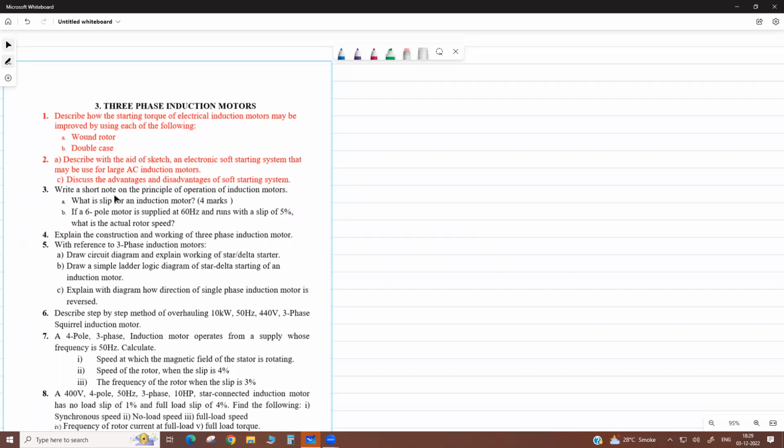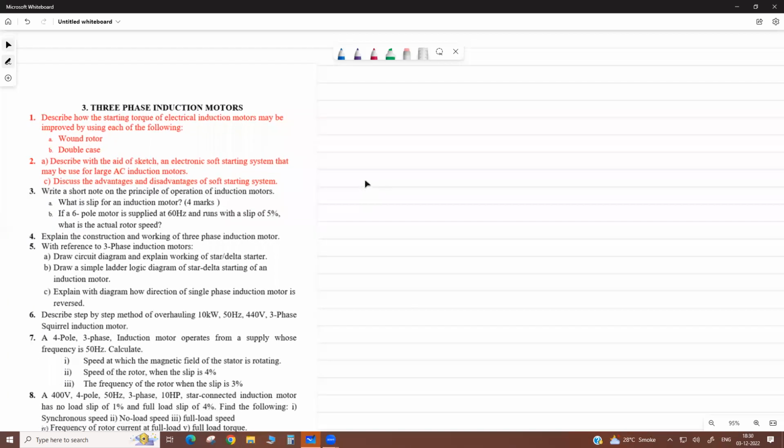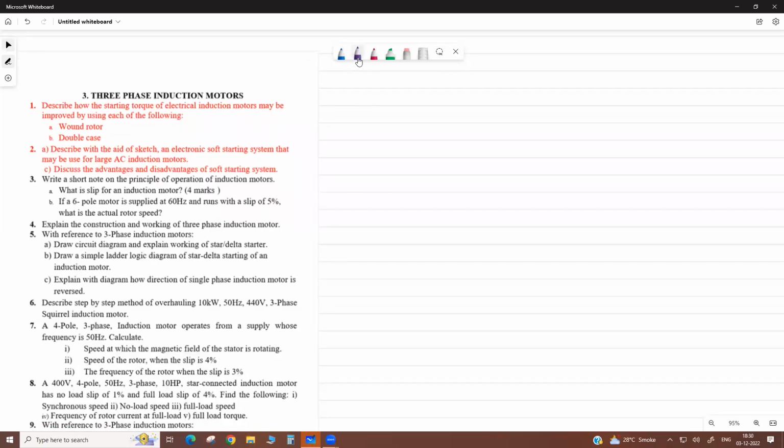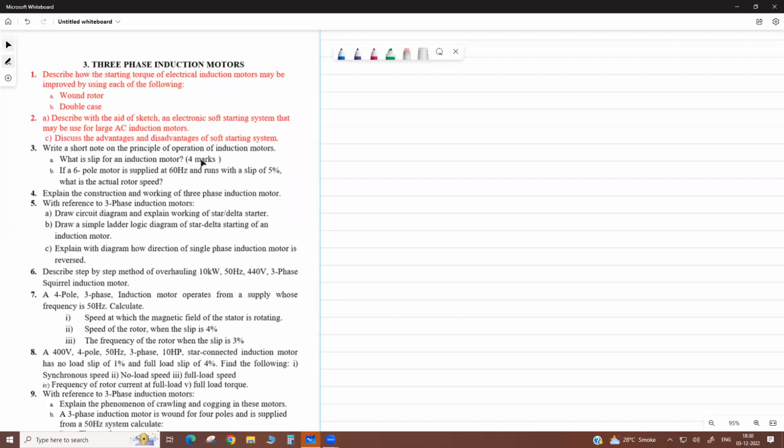But the disadvantage is that because here we use power electronics like thyristors, SCR, harmonics will be introduced, like VFD. Correct. And it is also costly as compared to DOL and star delta. Write short notes on principle of operation.